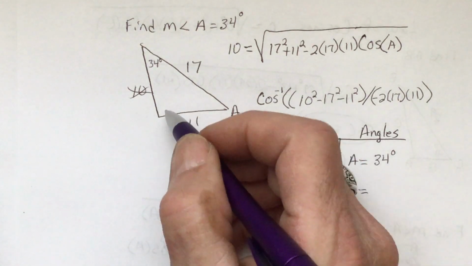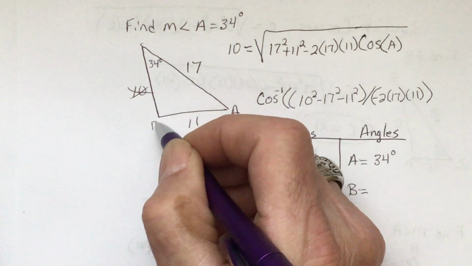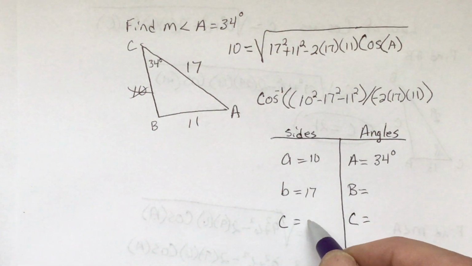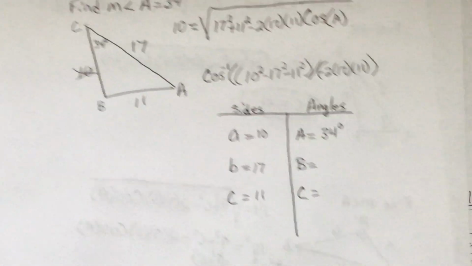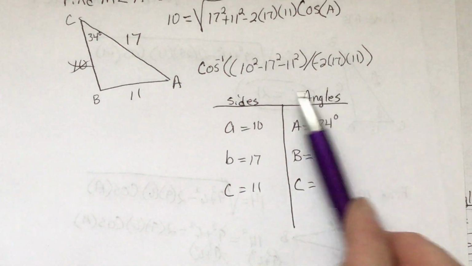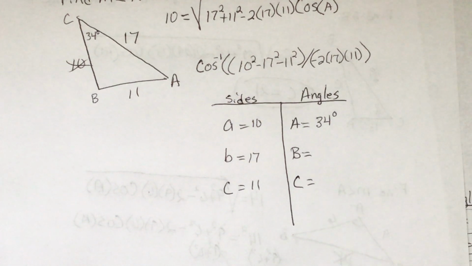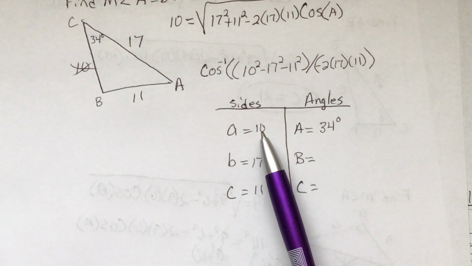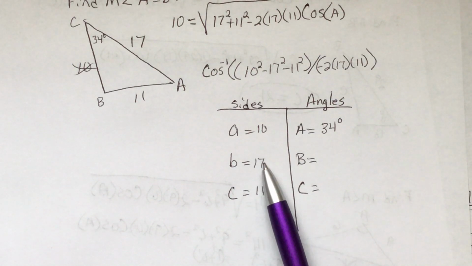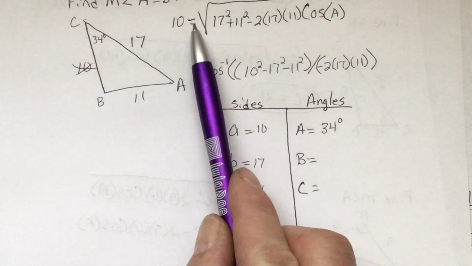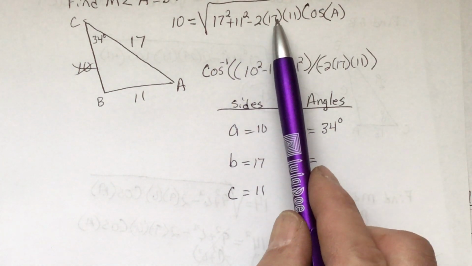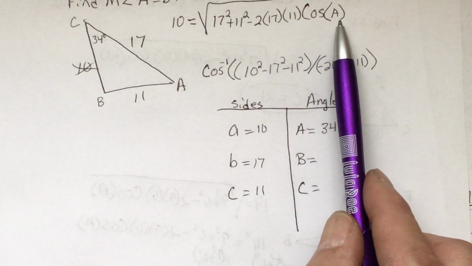All right, let's see here. This was B, this was C. So side B is 17, side C is 11. And I note all I have to find now is 2 more angles. I'm going to repeat the process that I did right here. The only difference is instead of using 10, I'm going to pick 17. So it'll be 17 equals 11 squared plus 10 squared minus 2 times 11 times 10 cosine B.